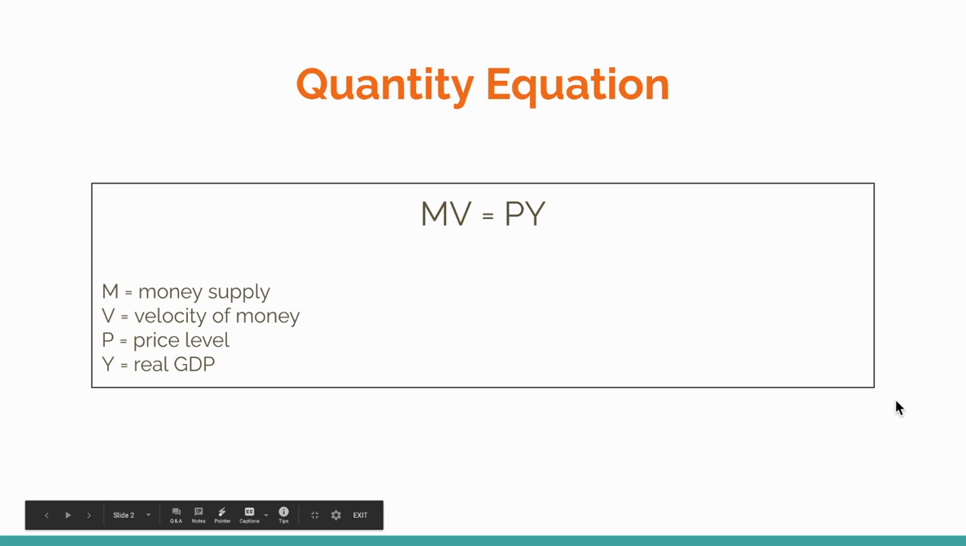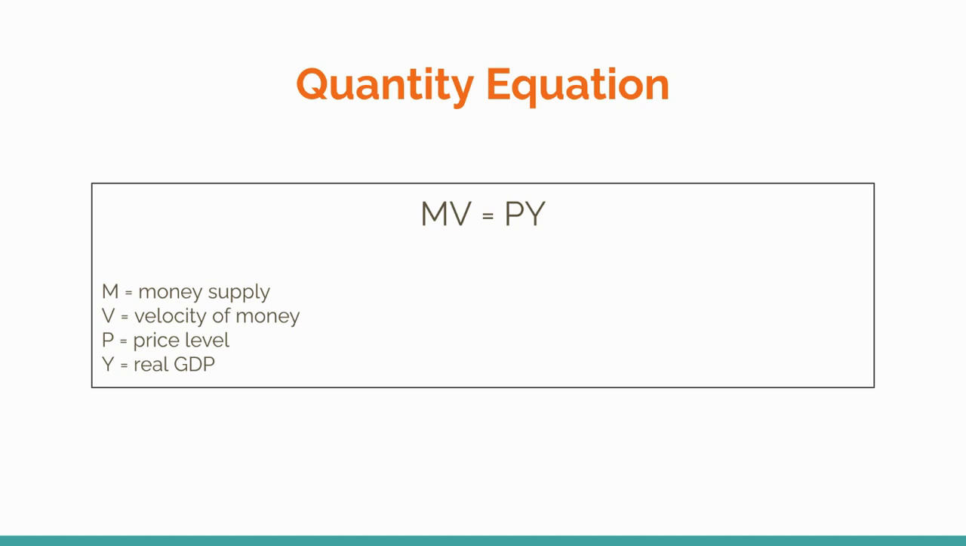So now that we know these terms, we can move on to the quantity equation, which states that the money supply times the velocity of money is equivalent to price level times the real GDP. Price level times real GDP could also be simplified to nominal GDP.